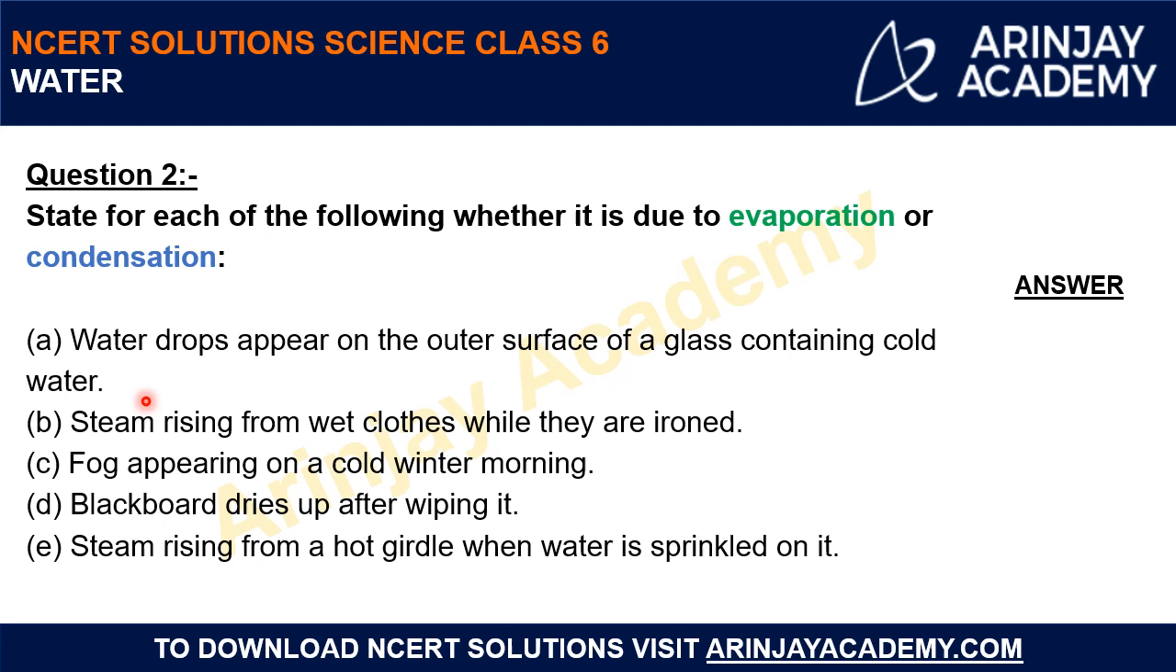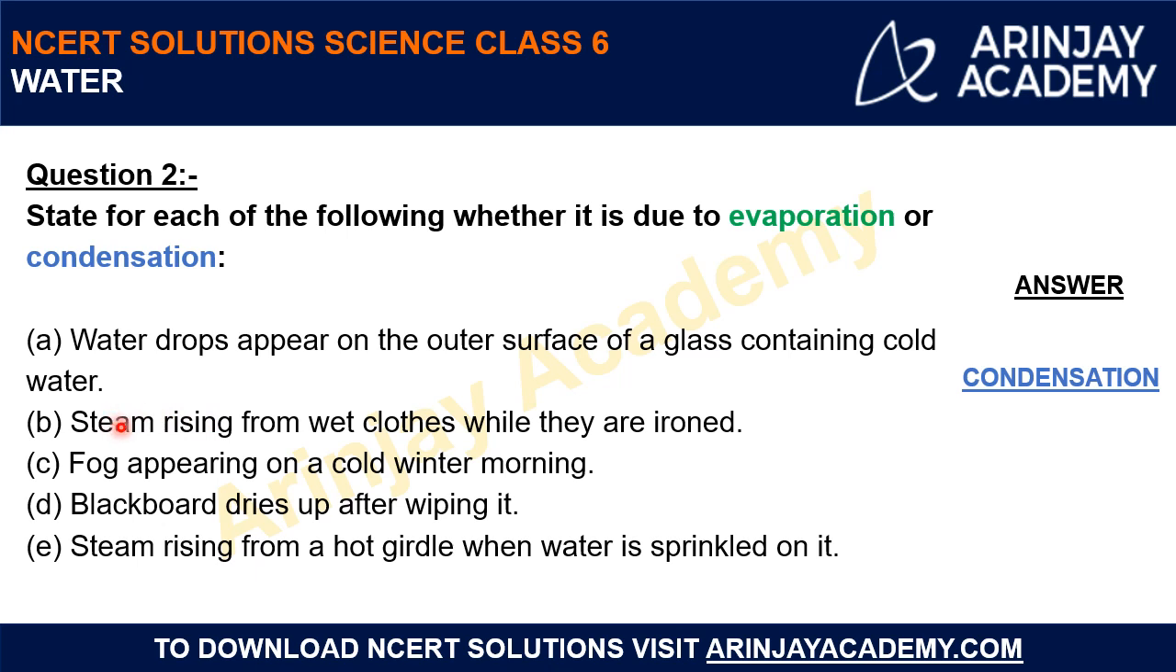So what exactly happened? When we kept the cold water glass outside, the water vapors in the atmosphere were forced to condense into water, and they appear as tiny droplets surrounding the glass. So here occurred condensation.